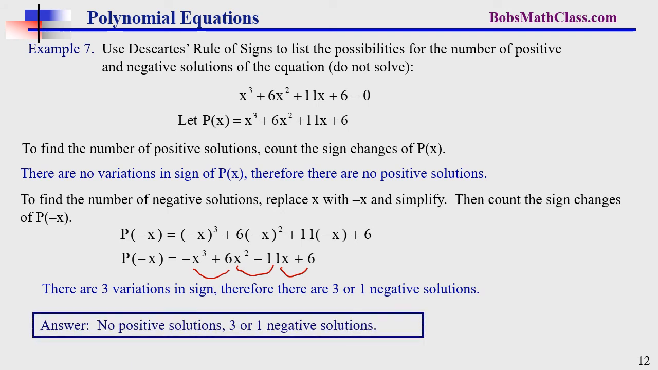So we know in our answer that there's no positive solutions, and there could be 3 or 1 negative solutions. So at least we know we have 1 negative solution. So there could be 3, but there's at least 1. So what that does is when we're looking for numbers, we know if we're trying 1 and -1 and 2 and -2 and 3 and -3, don't bother with the positives. Just start with the negatives. So start with -1 and then -2, then -3.